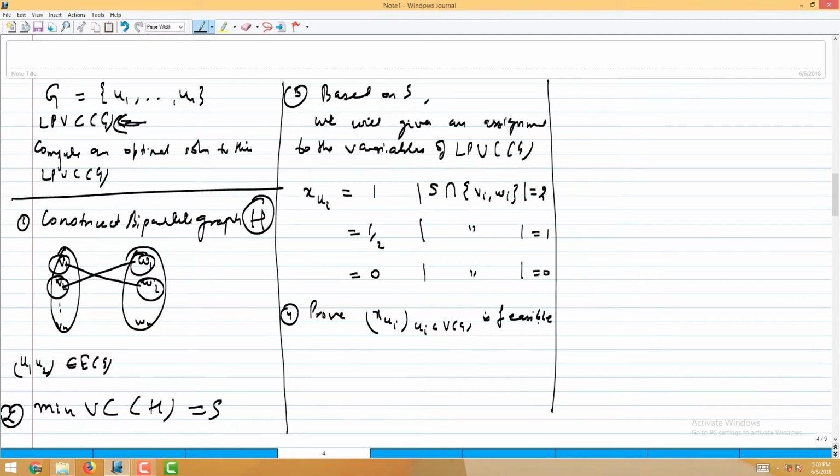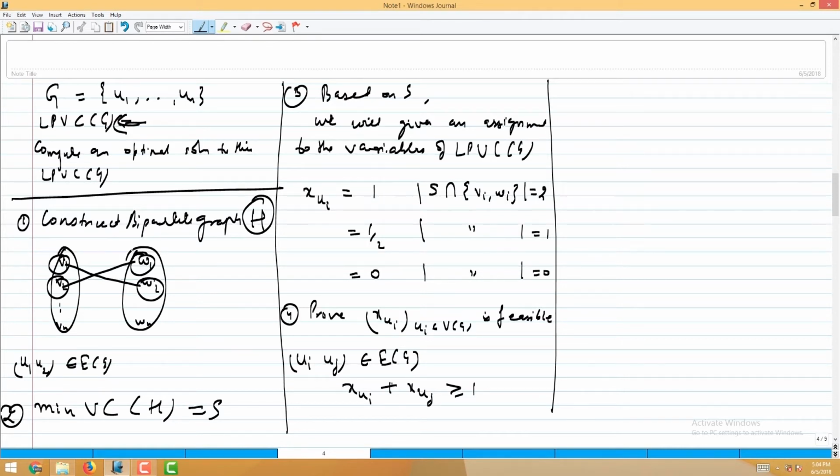Now I'll prove that this is feasible, and then I want to prove that this is an optimal assignment. First I'll prove that this is in fact feasible, which means it satisfies all the LP constraints. So prove that this x assignment is feasible. Why is it feasible? Can someone quickly say? To prove feasibility, suppose there are 2 vertices ui and uj with an edge between them. Then we have to show that x of ui plus x of uj is greater than or equal to 1.